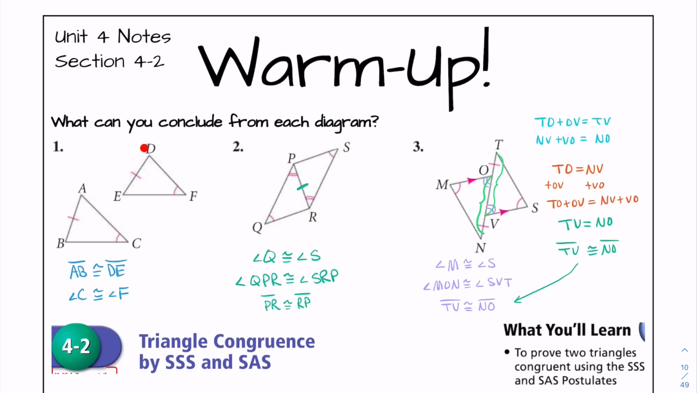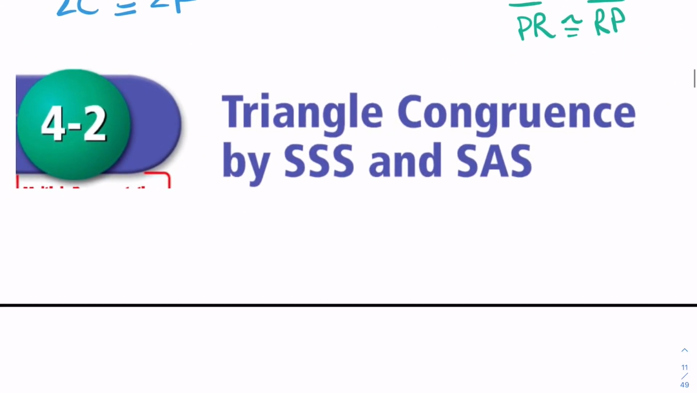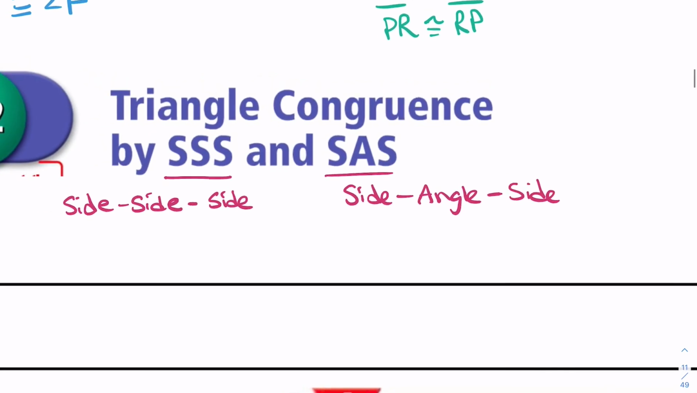This one is not enough. This one, okay, let's just get into the lesson. What orders are we going to look at today? We're going to look at side, side, side. And this stands for side, angle, side. These are the orders we need and the specific pieces of information we're going to look for.